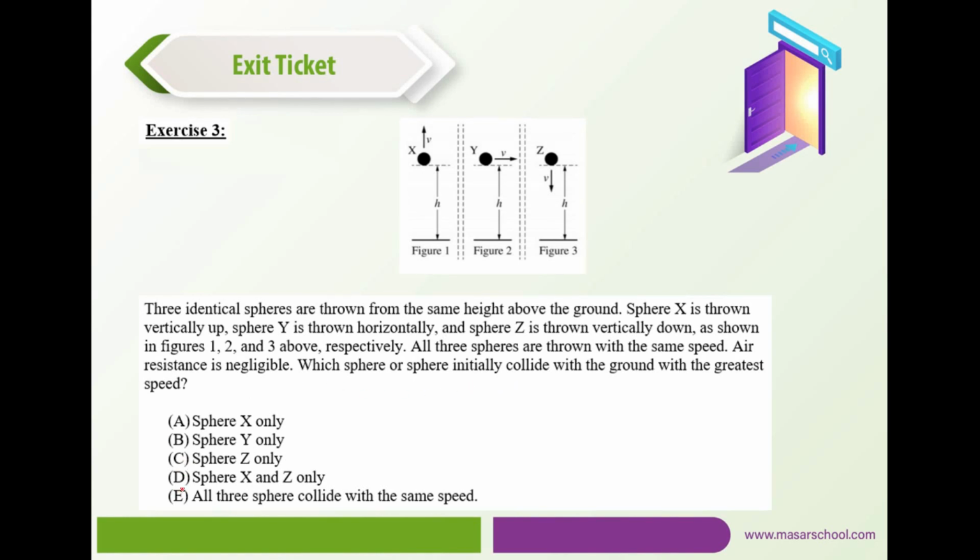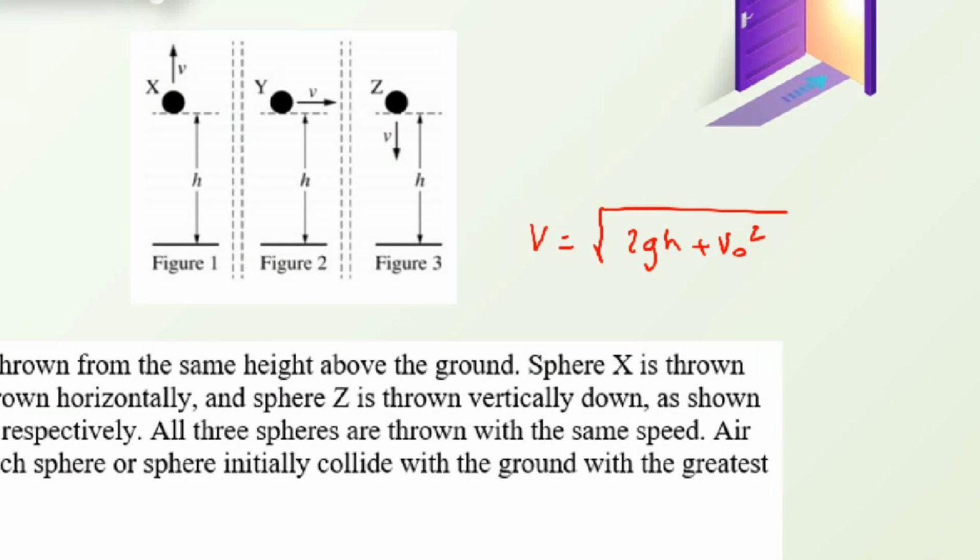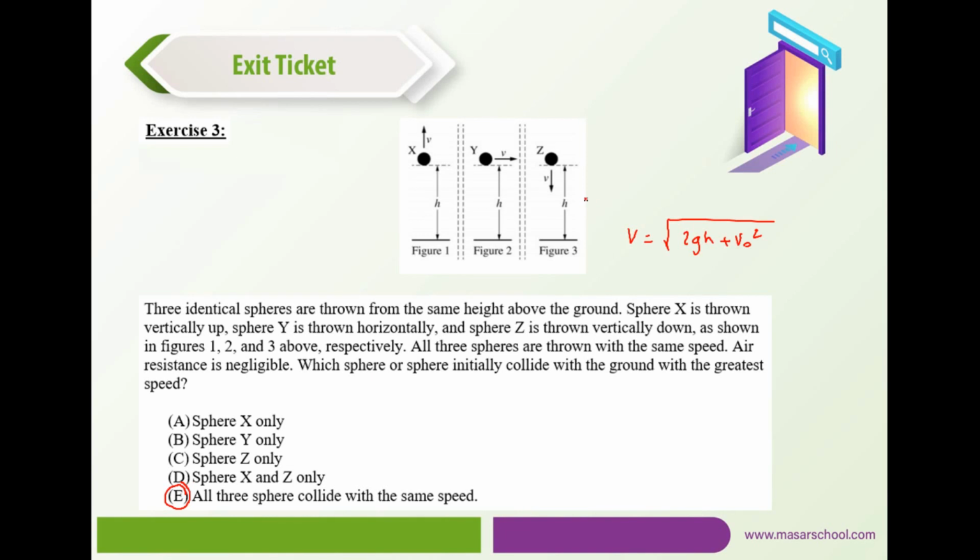We know that all of the 3 will have the same speed, because resistive forces are negligible, which means all of them will acquire a speed given by the radical of 2gh plus v0 squared, in which v0 is the magnitude of the velocity, which is the speed, and they all have the same height, independent of the direction of the velocity.